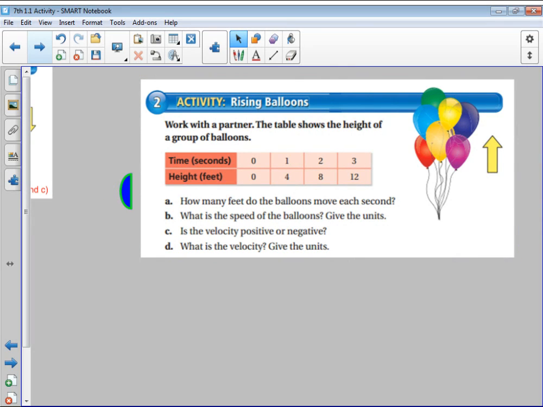So for number 2, it's raising balloons. So don't forget to identify your direction. You're going to go ahead and do the same concepts that we just did on the previous activity. So they want to know how many feet it changes each second, what is its speed, whether the velocity was positive or negative, and then to give the velocity. And remember that for letter D, you're including the speed and whether it was positive or negative. So go ahead and pause the video for the time that you need to answer A through D, and then turn it back on so that you can check your answers.